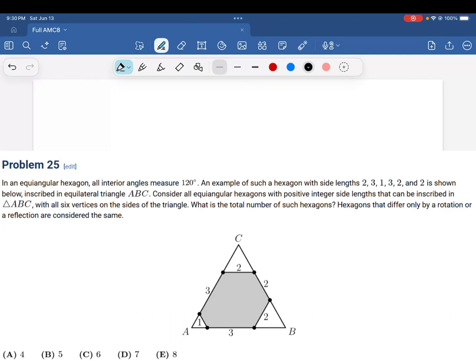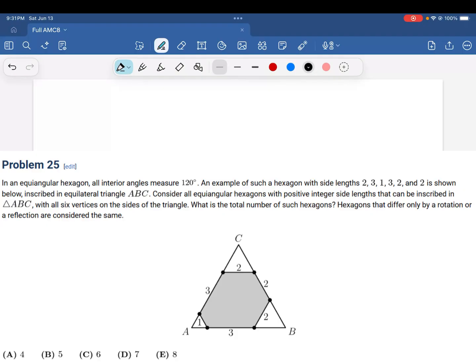All right, problem 25. In an equiangular hexagon, all interior angles measure 120 degrees. An example of such a hexagon with side lengths 2, 3, 1, 3, 2, 2 is shown below, inscribed in equilateral triangle ABC. Consider all equiangular hexagons with positive integer side lengths that can be inscribed in ABC with all 6 vertices on the sides of the triangle. What's the total number of hexagons? So they cannot be rotated or reflected.